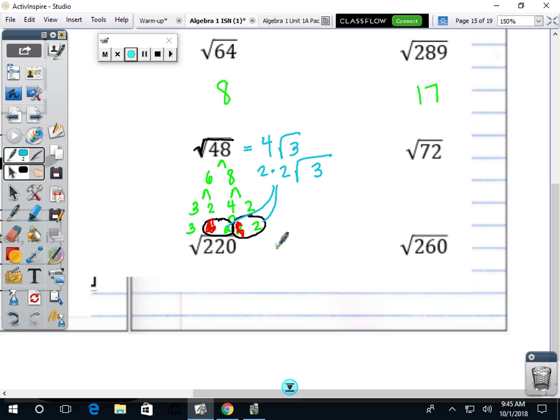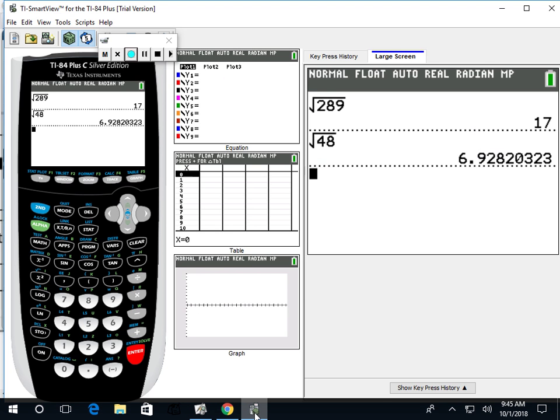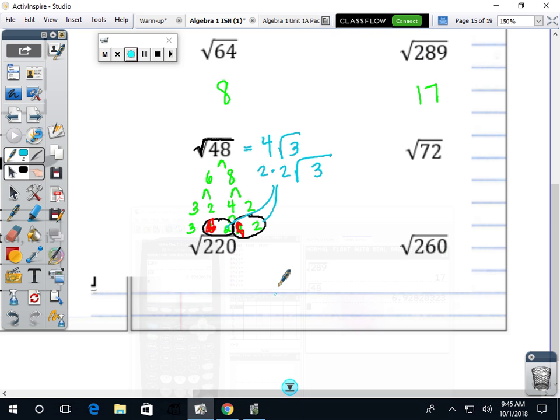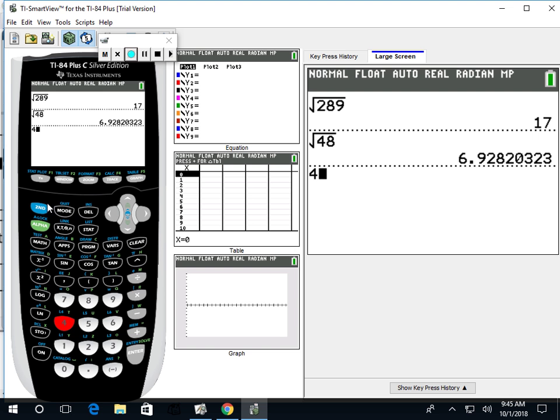Okay, now let me show you how you can use your calculator to check it. We already typed in the square root of 48 and we saw that it equaled 6.9. Now let's type in our answer, 4 square roots of 3. 4 square roots of 3 equals, look, the same thing. So we've done it right. We've just simplified this to simplified radical form.